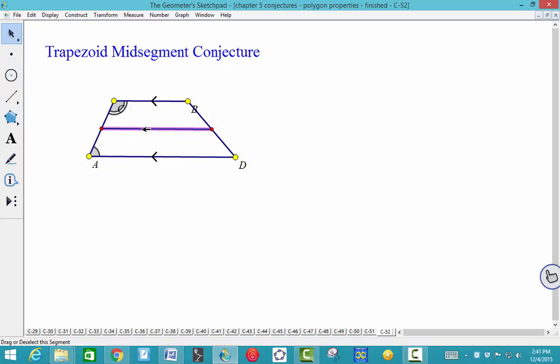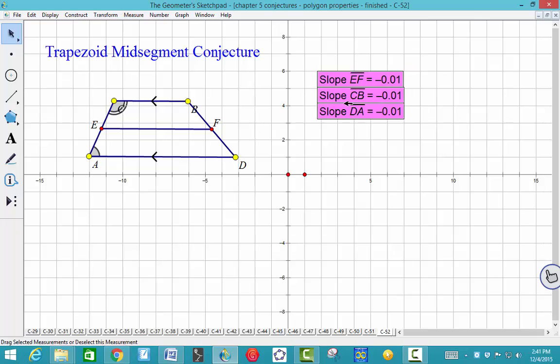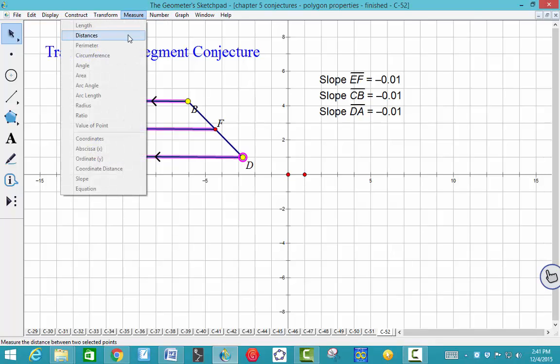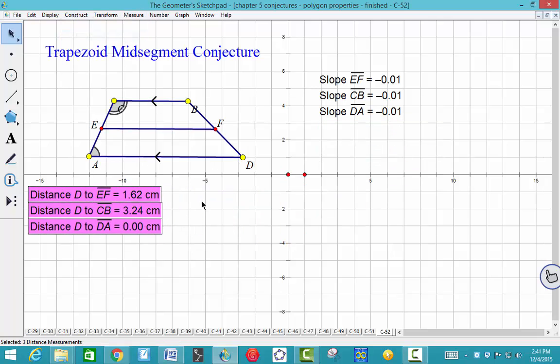I first want to show that the midsegment is parallel to the bases, so I'm going to measure those slopes, and if the slopes are equal, the lines must be parallel. Okay, and then I also want to show that the length of the midsegment is equal to the average of the sum of the bases. So if I take the measure of all three lengths, the measure of all three distances, I want to prove, that did not give me what I wanted. Let's try that one more time.